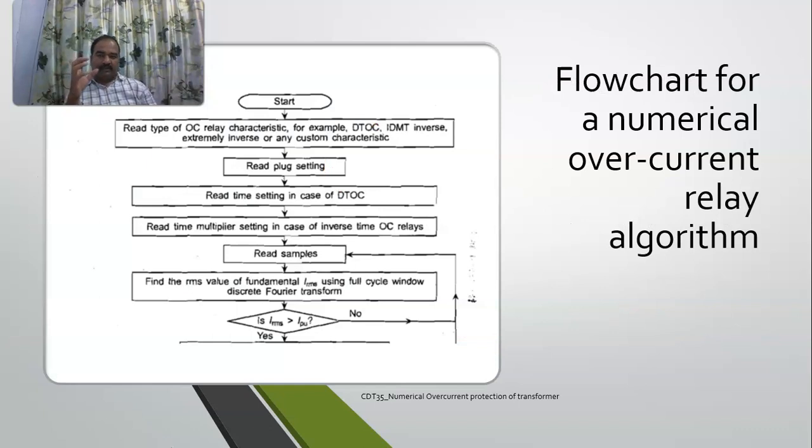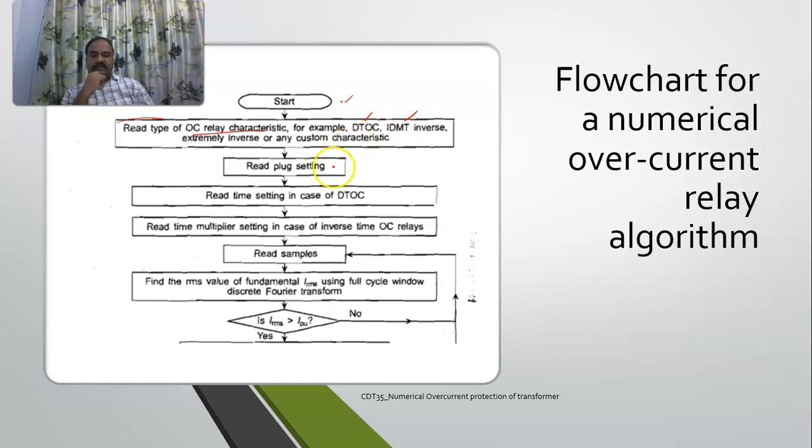We need to develop a flowchart or a pseudo code for this. So I'll start. This is a flowchart. This is your start. So first of all, what I must read? The type of characteristics. Whether it's a definite time or IDMT or inverse or extremely inverse.